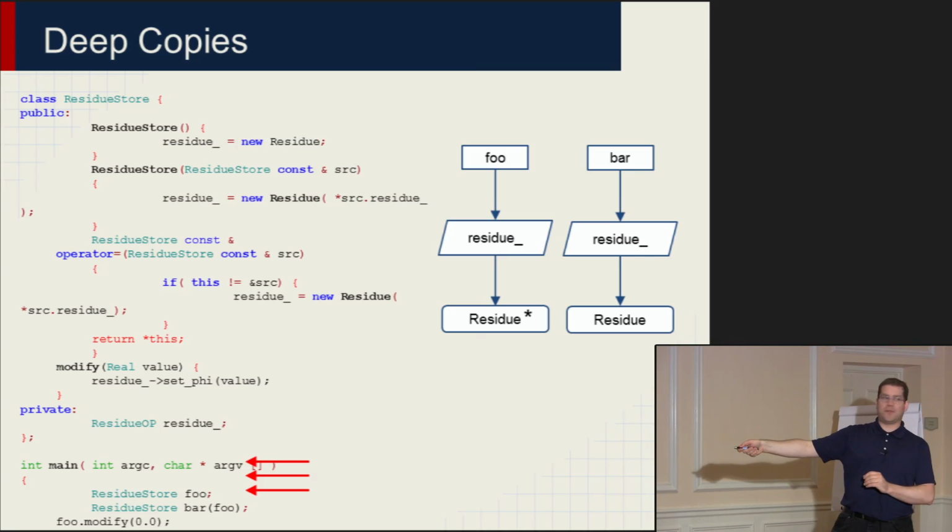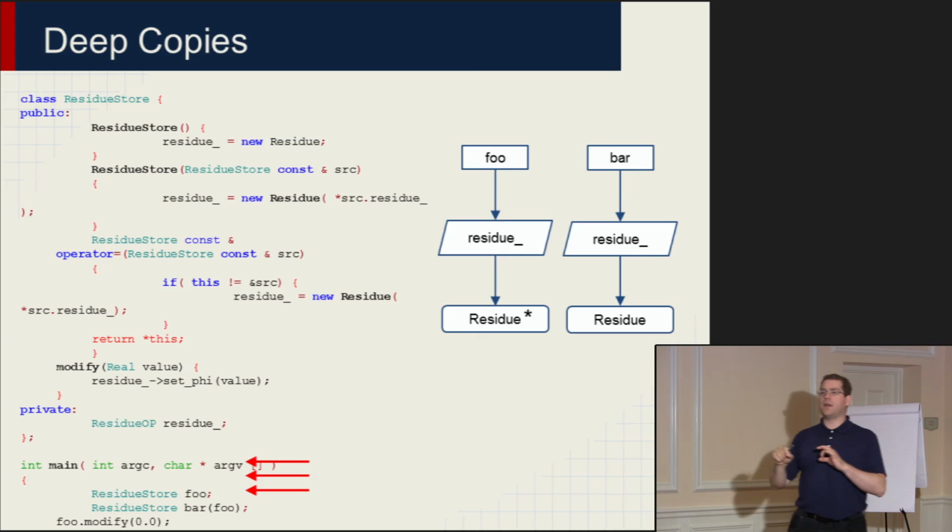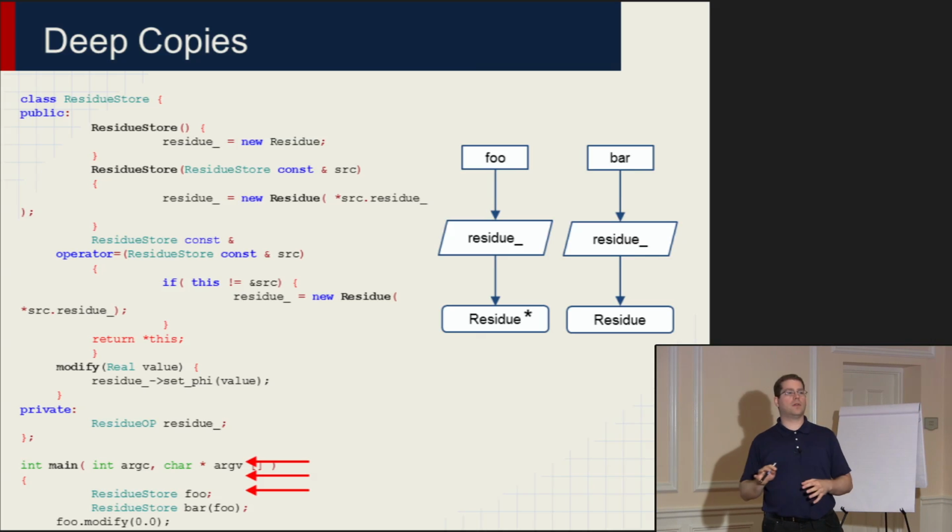Something that I sort of glossed over quickly, but I think is worth pointing out, is here in the assignment operator, you notice that there's this if check to say if this is not equal to source. So this is one of the things that you have to be aware of when you're overloading the assignment operator, is the fact that you can and actually will encounter instances where someone will try and assign an object to itself.